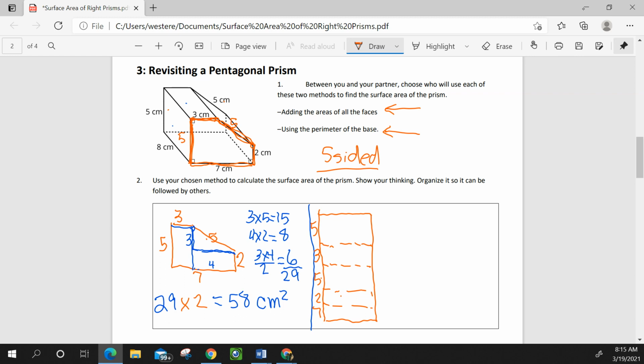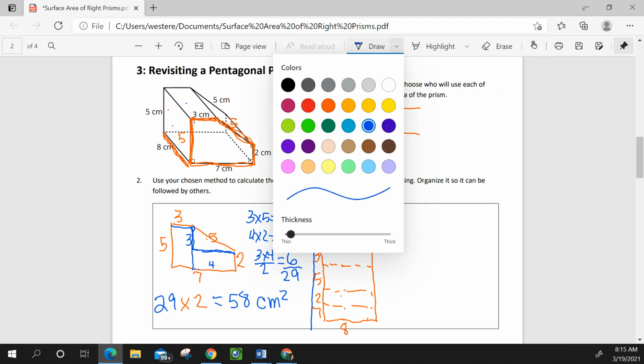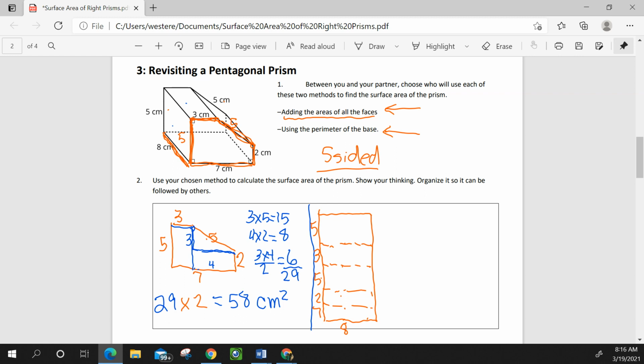But now, how long are these rectangles? Because I've got all the lengths over to the left, but how long is it? Well, I'm going to go back to my prism, and I can see that these are 8 centimeters. Okay, so we're going to add the area of all the faces. So let's try that. So if this is 8, this is 8, this is 8, this is 8, this is 8. So this guy would be, I'm going to use my blue for this. This is 5, 5 times 8.